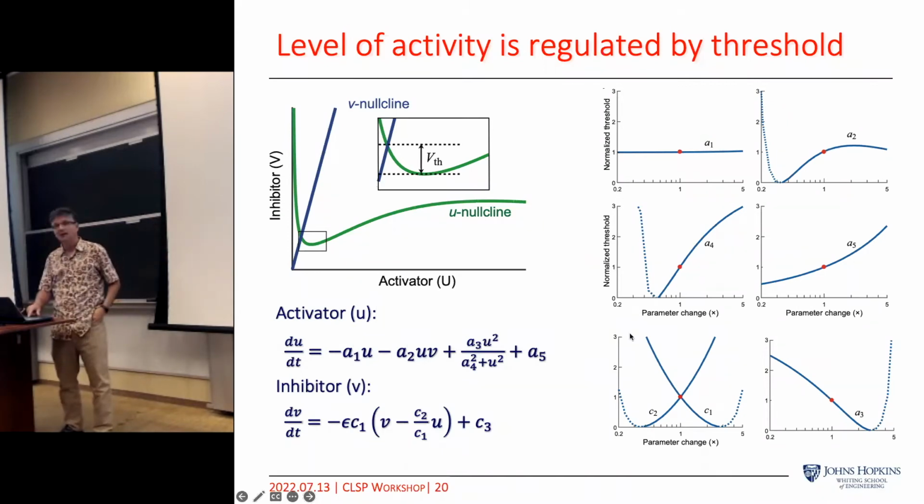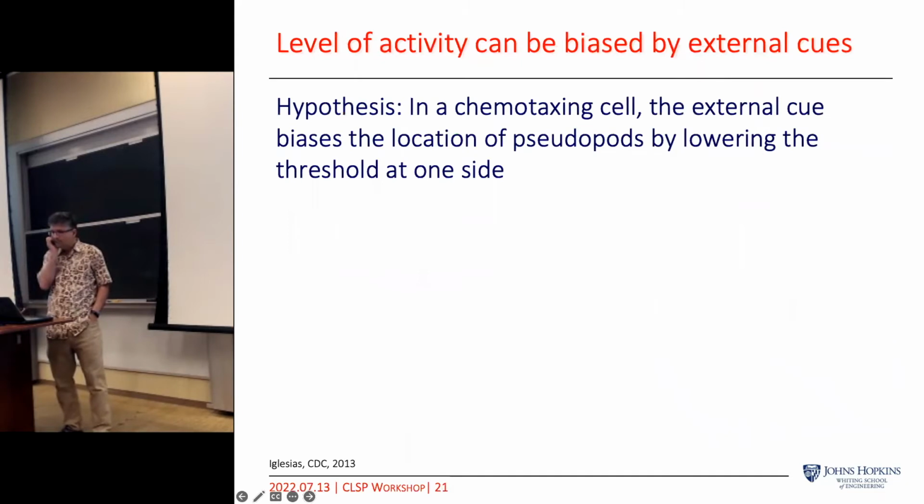And you see that A1 basically makes no difference to the threshold. For some of them, as you increase the parameter, the threshold gets bigger, like these three. Some of them get smaller. Now, why is this important?